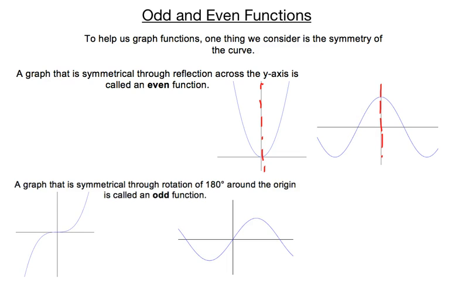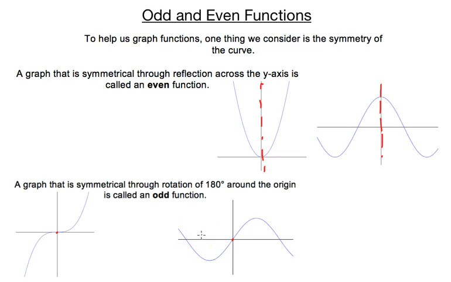The second type of symmetry that we're going to have a look at is odd symmetry, and that's when it's rotational symmetry about the origin, so about the middle point. We could spin it and it would sit on top of itself. Again, this one, if we spun this whole line around 180 degrees, it would sit perfectly on top of itself again.